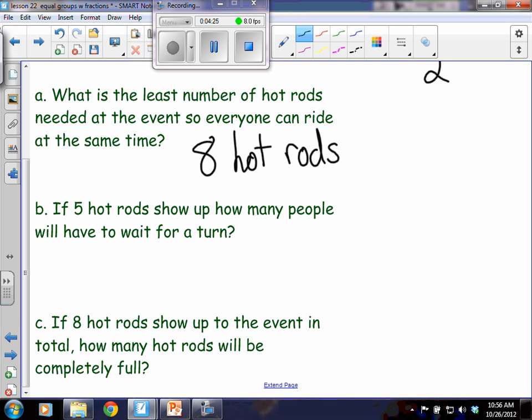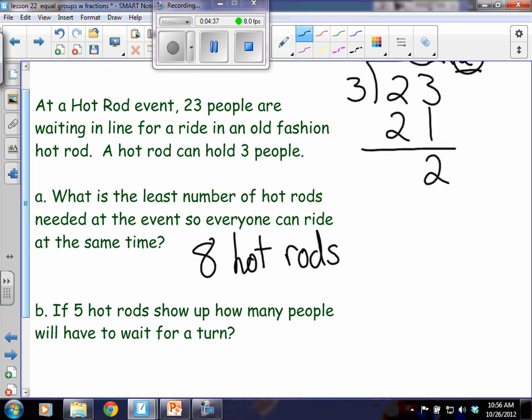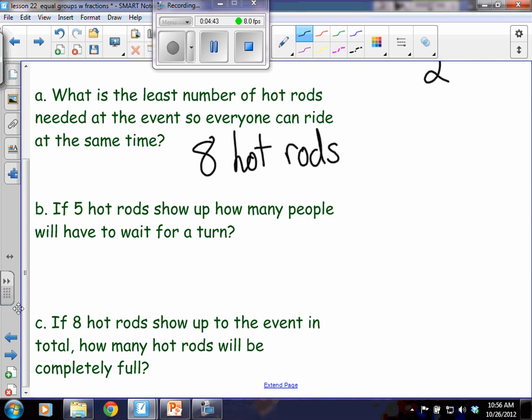Next it says, if 5 hot rods show up, how many people will have to wait for a turn for a ride? So we got to go back to our original problem. We know that there are 23 people waiting, and we know a hot rod can hold 3 people. In this case, we're going to use a number of different things to find this answer. First of all, we need to figure out how many people 5 hot rods can hold. And since 1 hot rod can hold 3 people, 5 hot rods times 3 people is going to give us a total. 5 times 3 is 15.